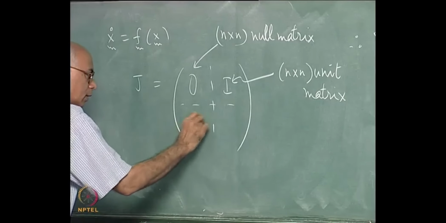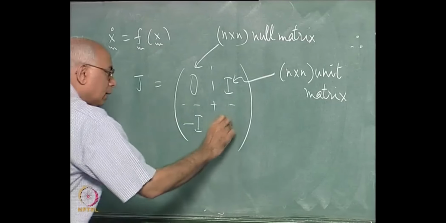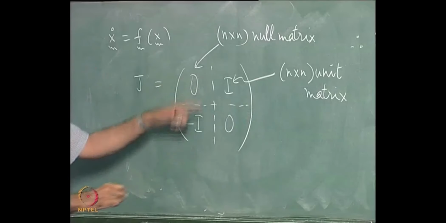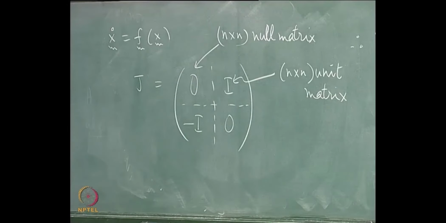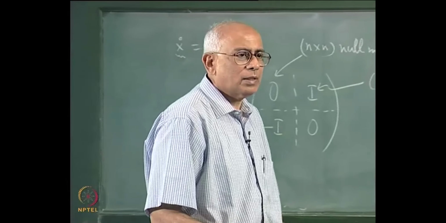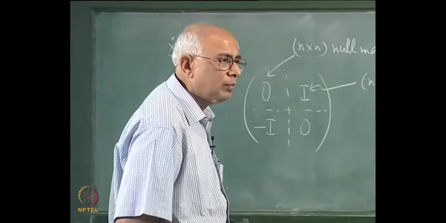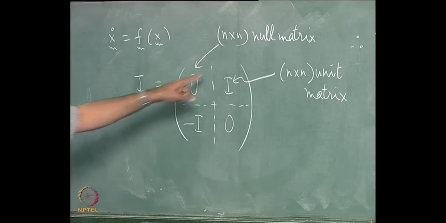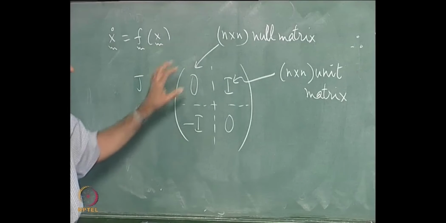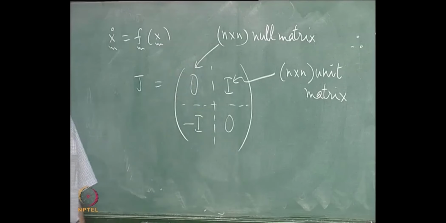Minus the unit matrix here, and the null matrix once again here. So it is partitioned into 4 blocks, n by n blocks, and it looks like this, and I call this matrix J. It is a numerical matrix, it has just zeros and ones or minus ones as the elements. This is a diagonal block here with ones, and this is a diagonal block with minus ones. These are null matrices.